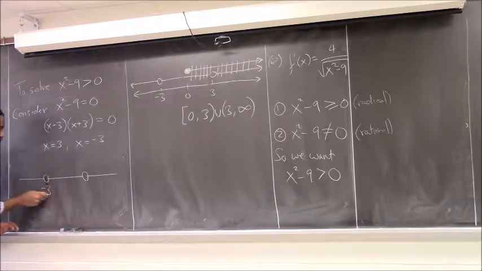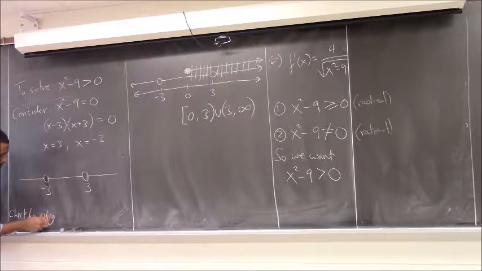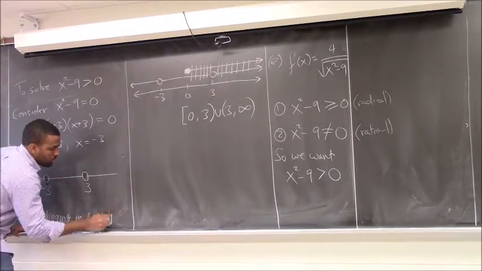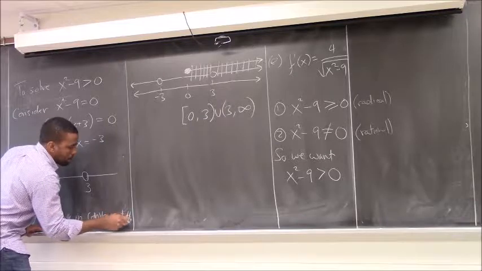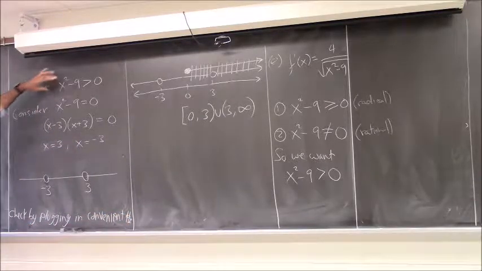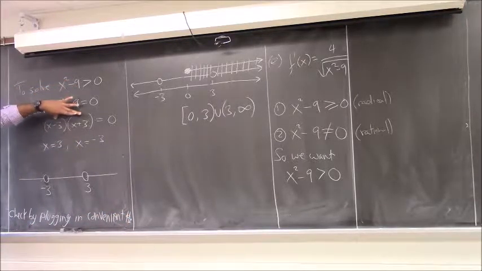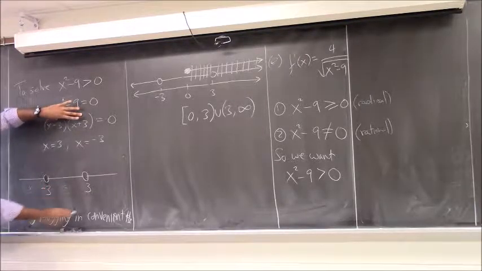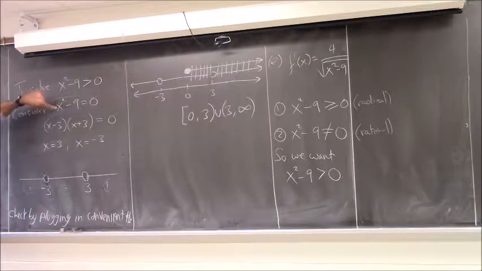So you get those two values, minus 3 and 3. And so now what we want to do is check by plugging in convenient numbers. What do I mean? I want to check the sign of this expression by plugging in random numbers in each interval to see which one works. So for example, I can plug in a minus 4, I can plug in a 0, and I can plug in a positive 4 into this.